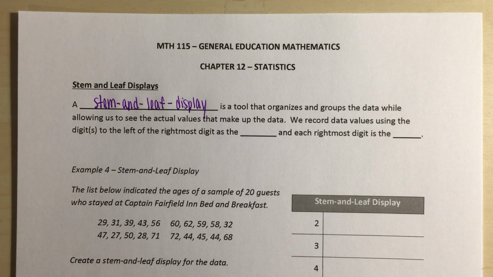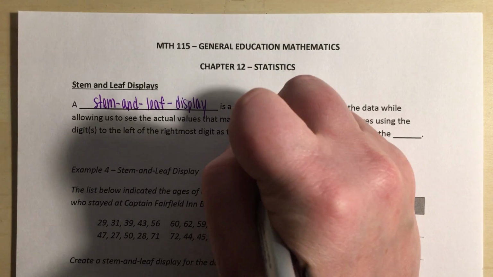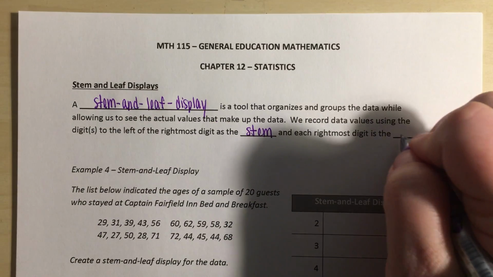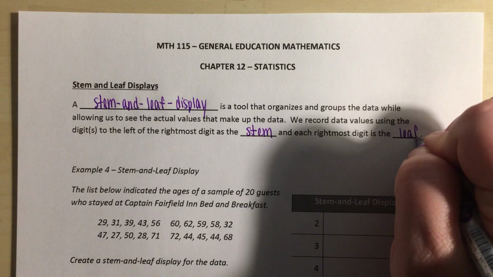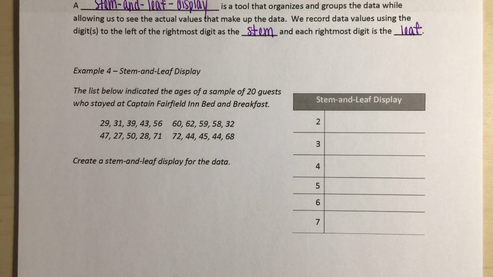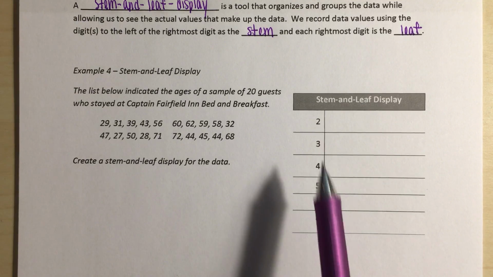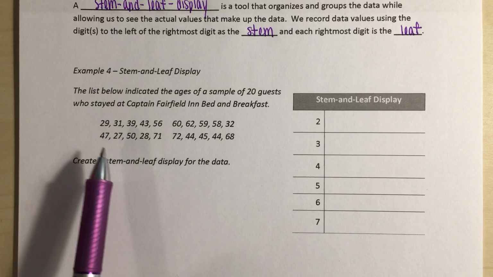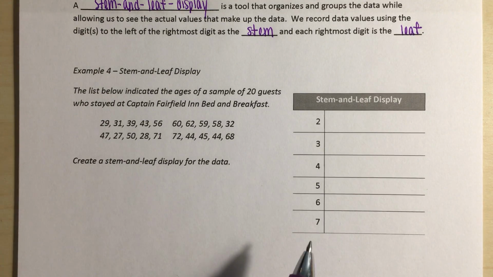We record data values using the digits to the left of the rightmost digit as the stem, and each rightmost digit is the leaf. All right, so in this particular case, we only have 2-digit numbers, which makes it really easy. So our stems are the tens column of each of these. So we have values that are in their 20s to in their 70s. So our stems are the 2 through 7.